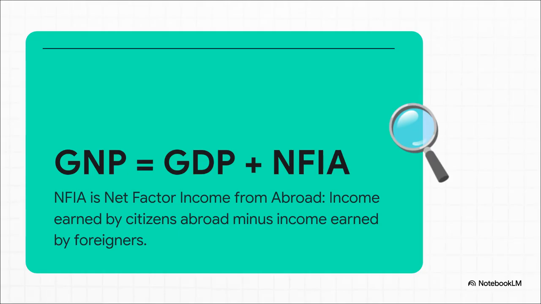So how do we get from domestic to national? Well, the bridge between them is something called net factor income from abroad, or NFIA for short. You just add this to your domestic product. The easiest way to think about it is as a net flow of money. It's all the income your citizens earn overseas minus the income that foreigners earn inside your country.